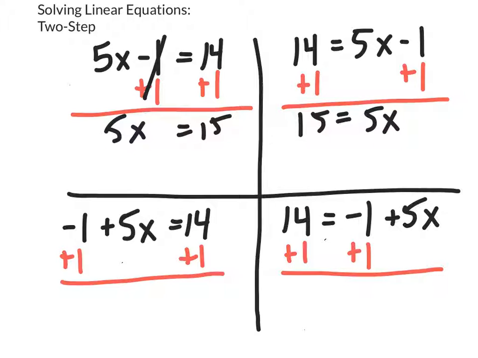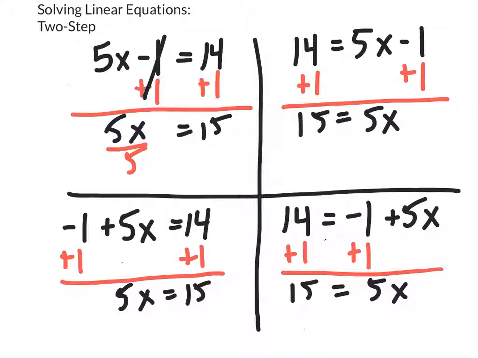In this lower left-hand corner, I'm going to have a 5x on the left, and I'm going to end up with a 15 here. And lastly, I'm going to end up with a 15 on the left-hand side, and a 5x on the right. The next step for all of these is exactly the same. What we're going to do is divide each one of them by 5. It doesn't matter whether the x is on the left-hand side of the equation or the right. I can solve these either way by dividing by 5. Divide by 5 on the left, divide by 5 on the right. Divide by 5 on the right, and divide by 5 on the left.